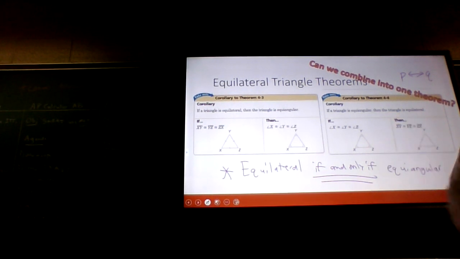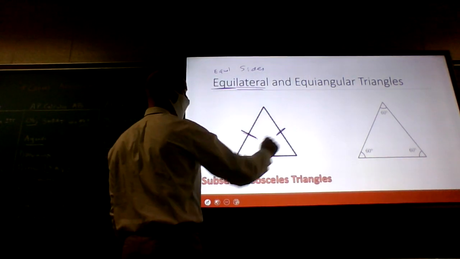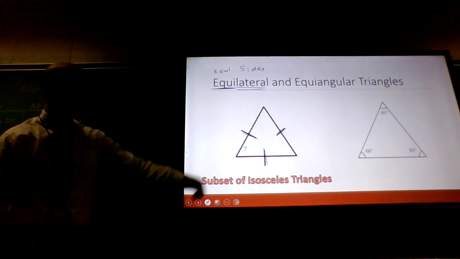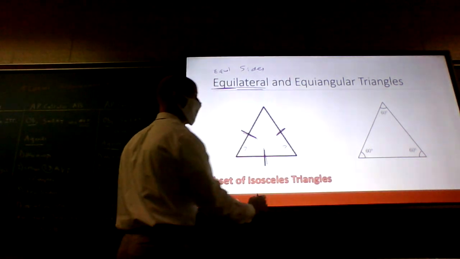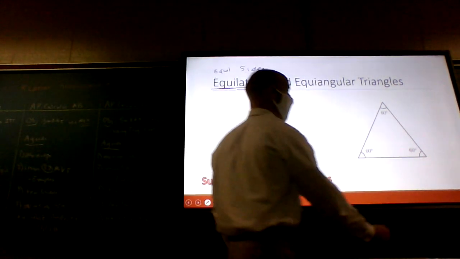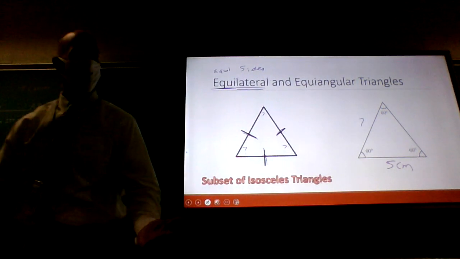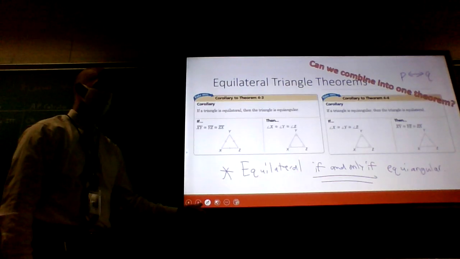So let's just combine them both. Here's what I'm telling you. Every triangle that's equilateral is also equiangular, and vice versa. In other words, if we go back to this page here, if this is equilateral, what is the measure of this angle? Well, look over there. What's it got to be? 60. Let's measure this angle. 60. Let's measure this angle. 60. If this side is 5 centimeters long, how long is that side? 5 centimeters long. Does that make sense?